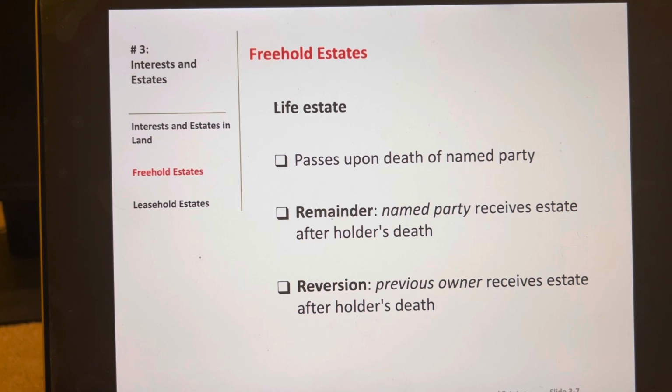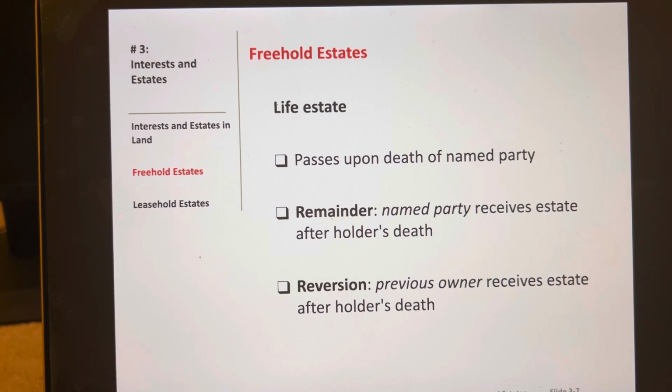Okay, so I'm the owner of 123 Main Street. I am placing in my deed a life estate, freehold ownership to my grandmother. Once my grandmother passes away, ownership reverts back to me. That's the first example.